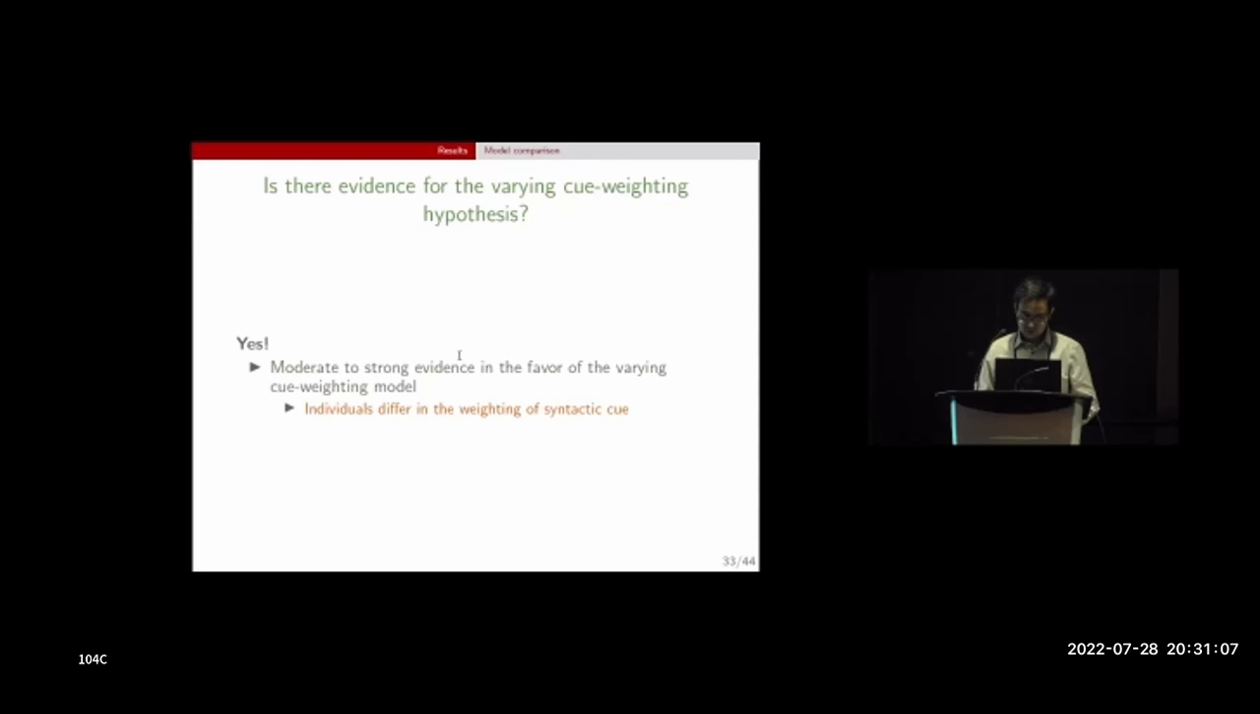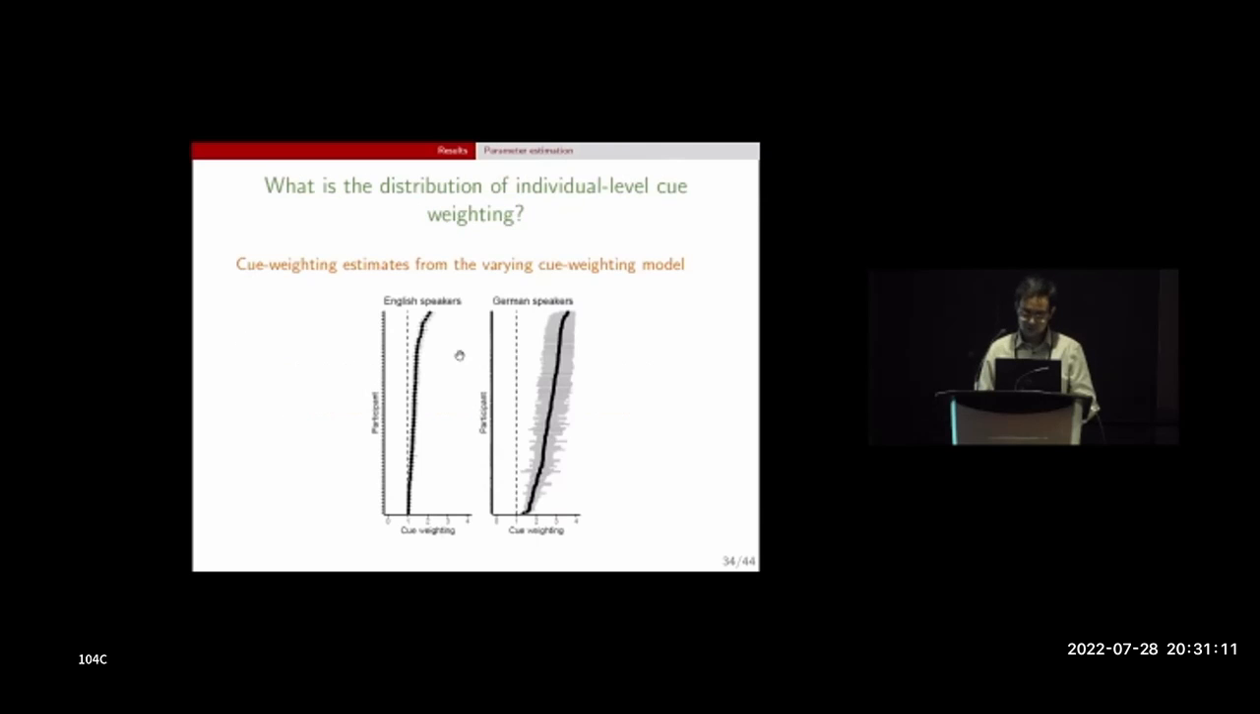We can also see the parameter estimate, the individual level estimates of Q weighting from the varying Q weighting model. And this is how these estimates look. So for English speakers, we can see that most of the individuals have low Q weighting of less than 1.5, which suggests that they have approximately equal Q weighting, while most German speakers have high weighting for the syntactic Q.